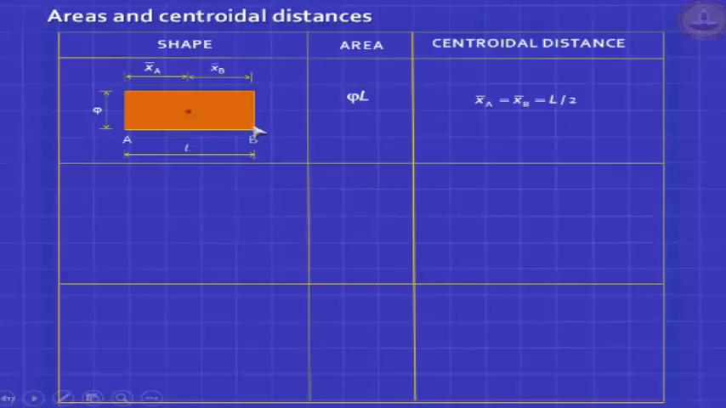Good. Now, it's good to know some properties of your curvature diagram. You see, curvature diagram is given by bending moment diagram divided by EI.